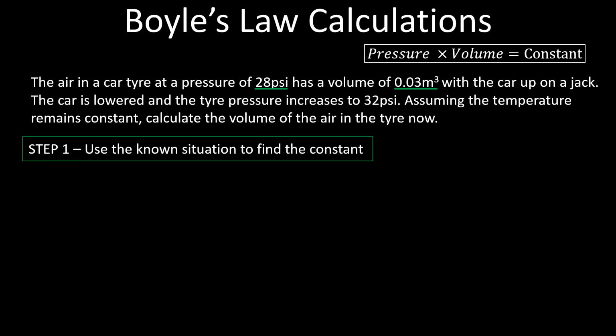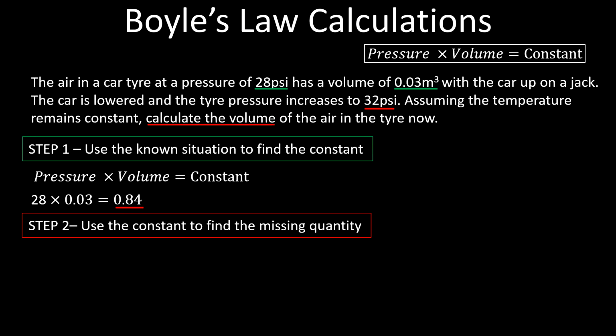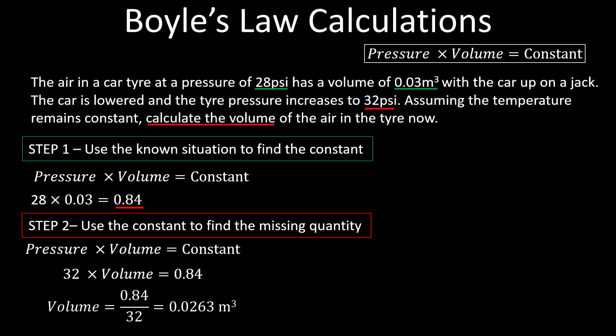So what do we do in these problems? Well, what we do is in step 1, we use the known situation to work out our constant. So we know the pressure is 28 psi, and the volume is 0.03, multiply those together to get our constant. And then we use that same constant in the second situation, where we've increased the pressure, to work out what the volume would be. So same equation written down again, put the constant in from the previous part and the 32 in from the second situation in the question, and rearrange it by dividing both sides by 32 to get our volume of 0.0263. 3 significant figures there.